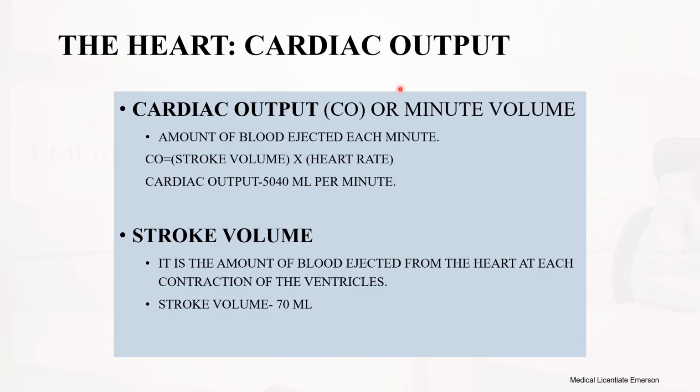Okay, then let's talk about the cardiac output. Cardiac output or minute volume is the amount of blood ejected each minute. The formula for cardiac output is stroke volume multiplied by the heart rate. The normal cardiac output is 5040 mils per minute. Then the stroke volume is the amount of blood ejected from the ventricles at each contraction of the heart. And the normal stroke volume is 70 mils.